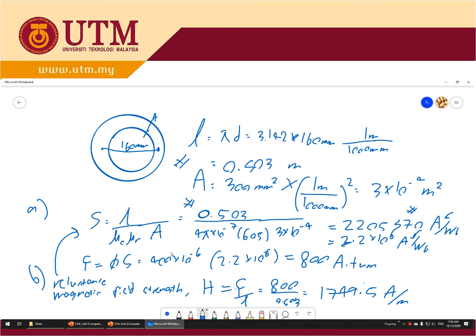You have to understand how to do this, and don't forget, try to insert this value into your calculator. Because this is a very complicated number, you have to be careful when you insert this value into the calculator.